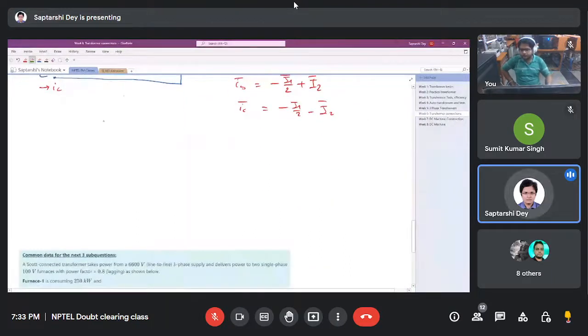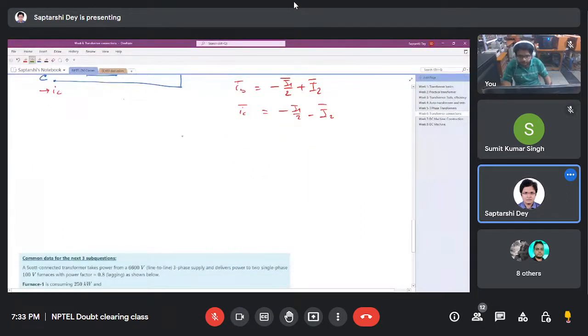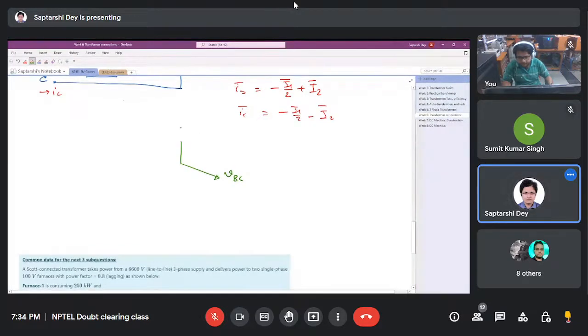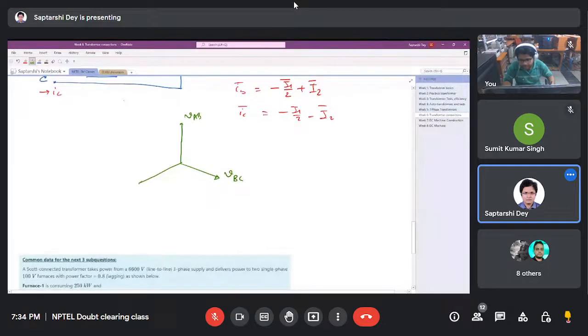Okay. So now if we draw the phasor diagram, how will it look? See, we have our VAB here. VBC is lagging VAB by 90 degree. VBC got longer than VAB. I will make VAB longer. Okay, this is VAB. And VCA is here.